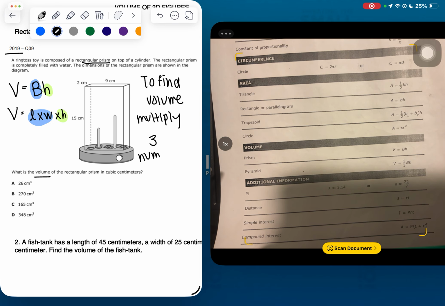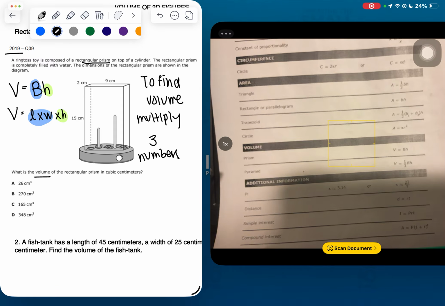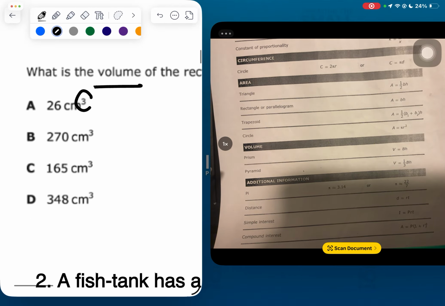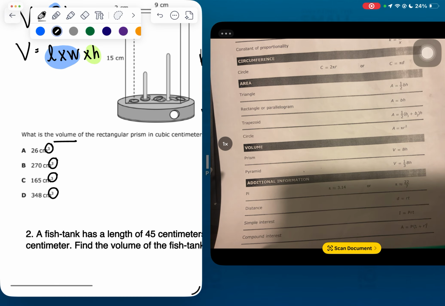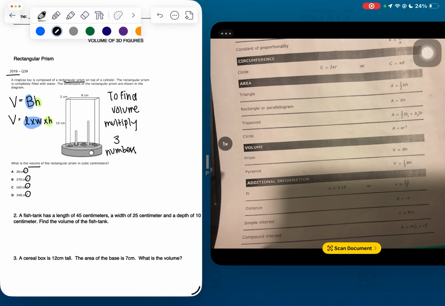So that way you know if you're only multiplying two, you're missing something. Entonces, siempre piensen en volumen, tres números. And the cubic units can remind you that you're multiplying three numbers.